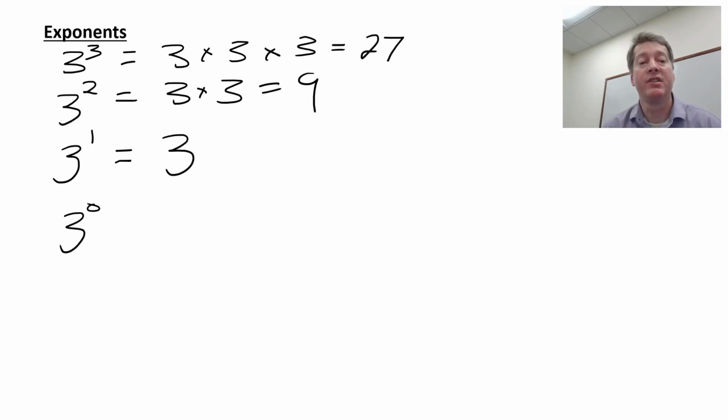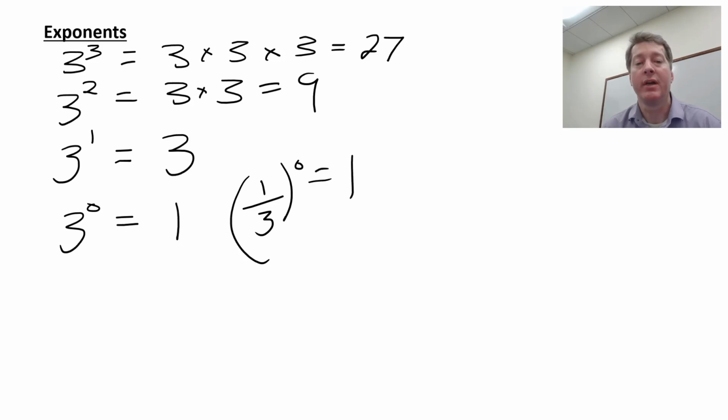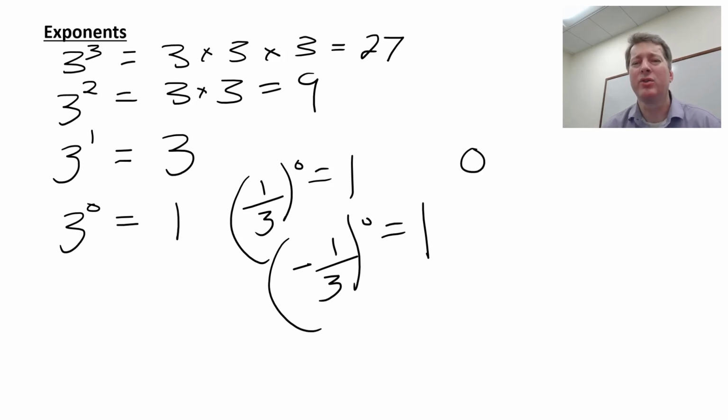How about 3 to the 0? 3 to the 0 is 1. Anything to the 0 is 1. 1/3 to the 0 is 1. Even negative 1/3, negative 1/3 to the 0 is 1. 0 to the 0 doesn't exist, but you would never see that on a test. But anything else to the 0 is just 1. So let me erase that.